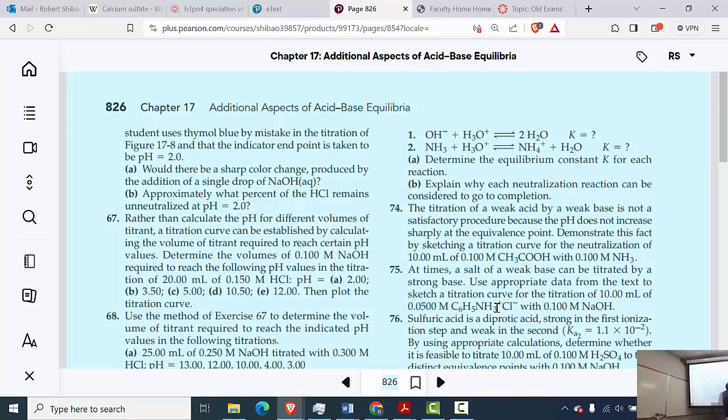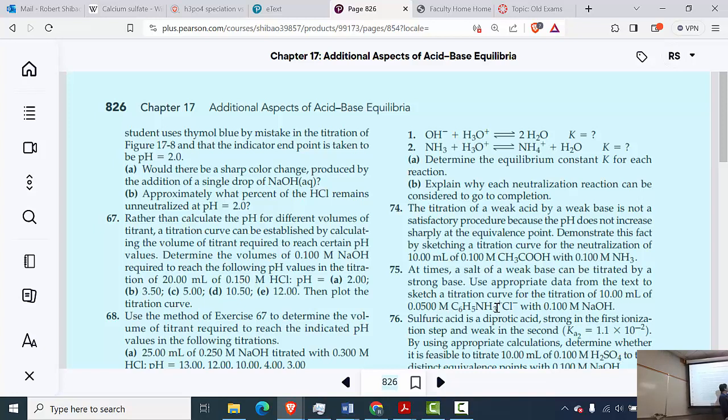Tuesday? The titration of a weak acid by weak base is not a satisfactory procedure because the pH does not increase sharply at the equivalence point. Demonstrate this fact by sketching a titration curve of neutralization of 100 milliliters of 0.100 molar acetic acid with 0.100 molar ammonia. So when we try to do the titration curve, the first thing is we need to figure out what the pH is at each volume of titrant. And the titrant in this case is going to be ammonia.